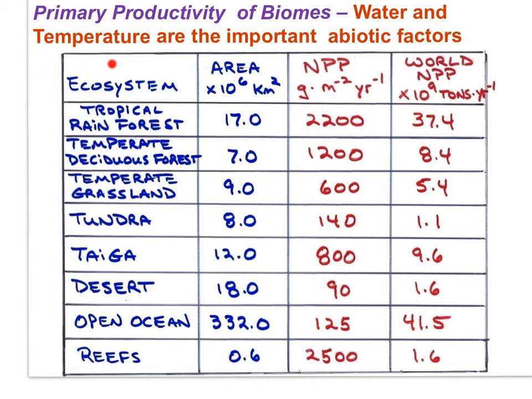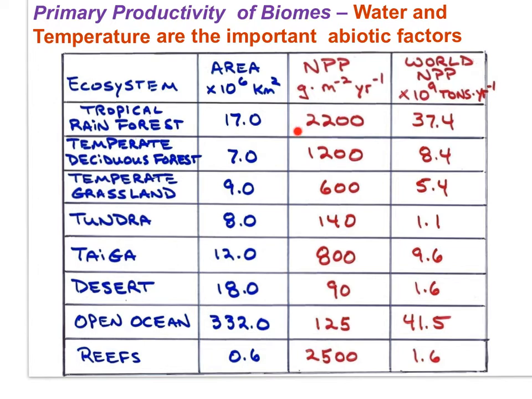Precipitation and temperature are the two most important abiotic factors that influence local climate. As a result, some biomes are more productive than others. To compare biome productivity, we must use the middle column displaying MPP in grams per meter square per year. Comparing biome productivity can only be done on a unit area basis.